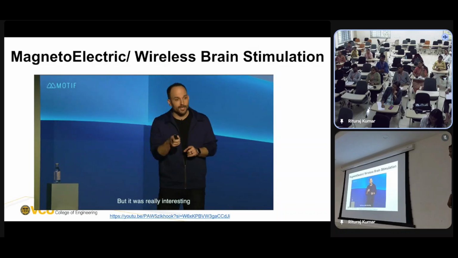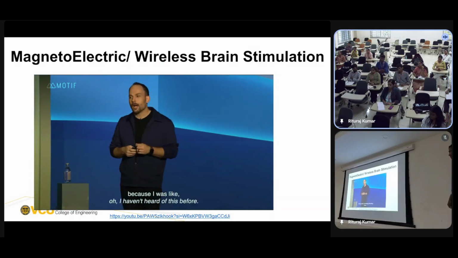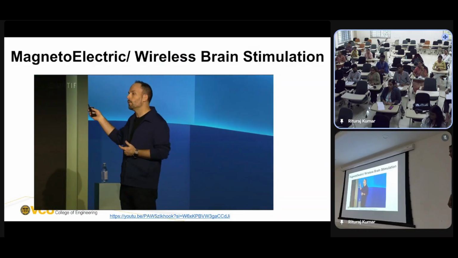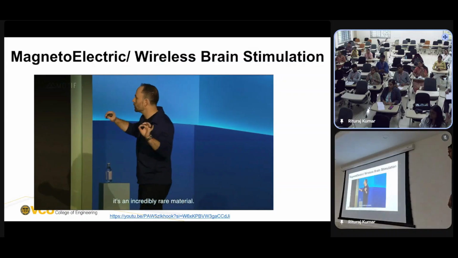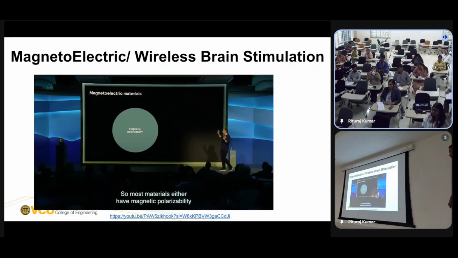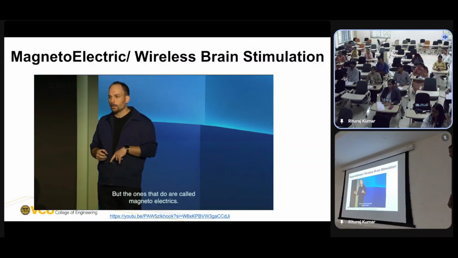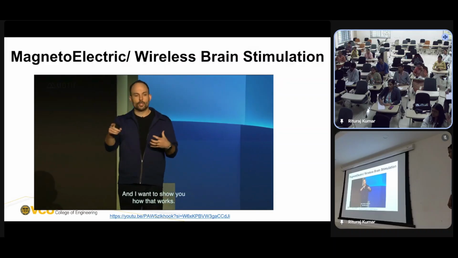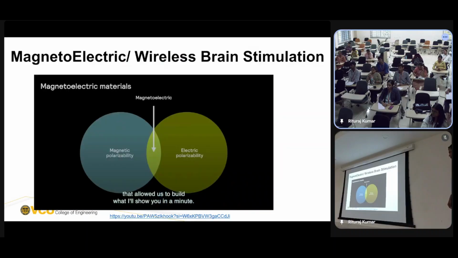But it was really interesting because I was like, oh, I haven't heard of this before. Maybe there's something interesting here. The reason why I hadn't heard of it was that it's an incredibly rare material. So most materials either have magnetic polarizability or they have electric polarizability, usually not both. And in fact, there's almost no natural materials that have both of those properties. But the ones that do are called magnetoelectrics. And I want to show you how that works and then why that led to the breakthrough that allowed us to build it. I'll show you in a minute.